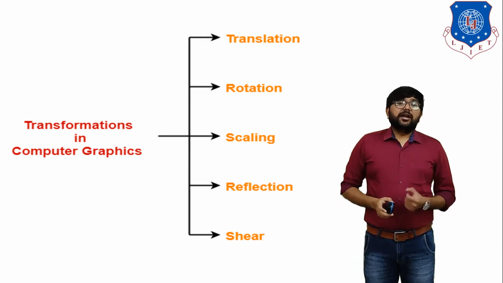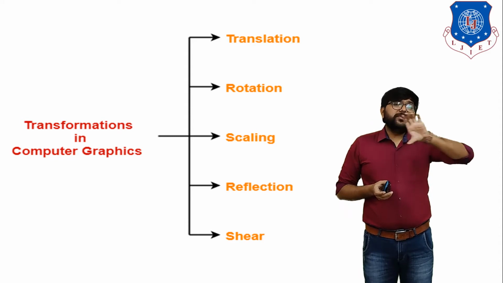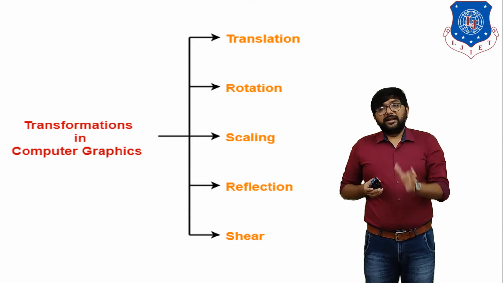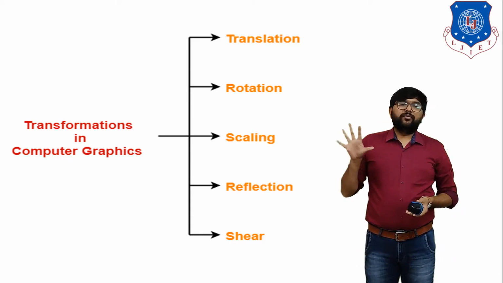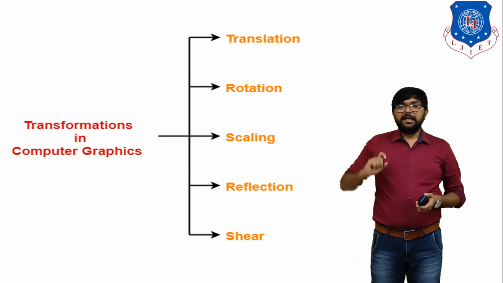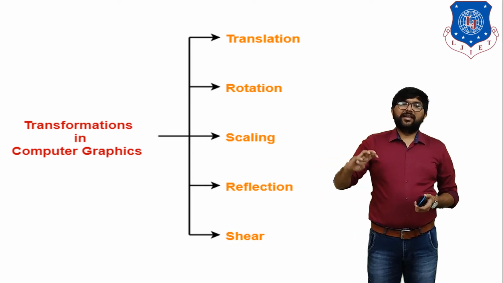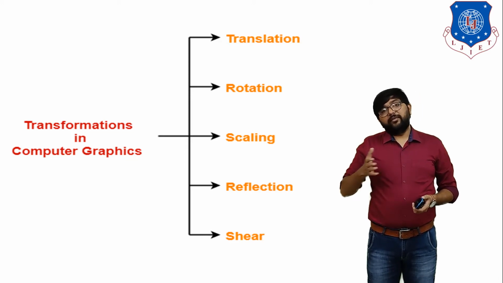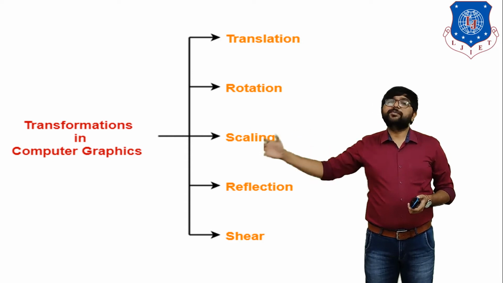What is shear? If you want to enlarge your object in only one direction, either the x direction or the y direction, clear? This is called the shear effect. So you have to understand a total of 5 processes in geometric transformation. First is translation, second is rotation, third is scaling, fourth is reflection, and fifth is shear. We will discuss all 5 processes one by one, and also some numericals related to each process.